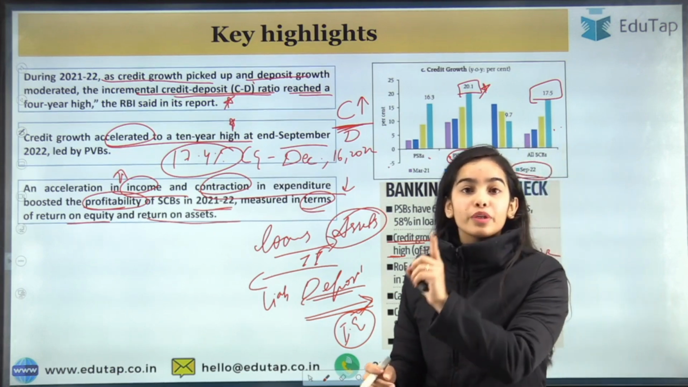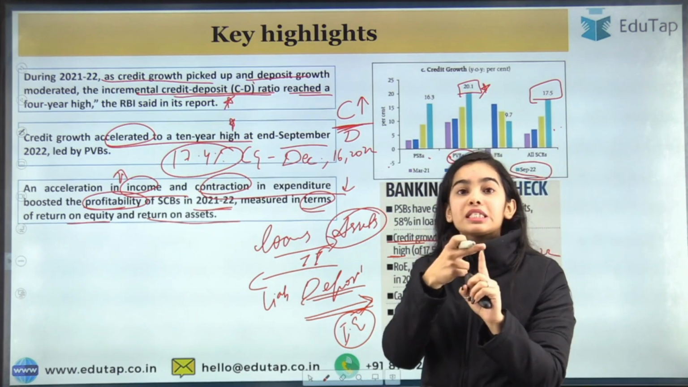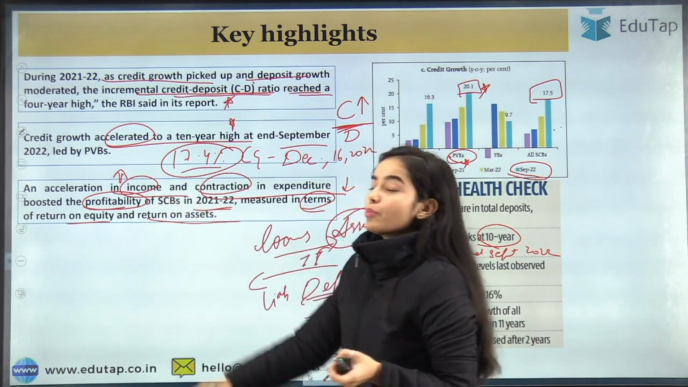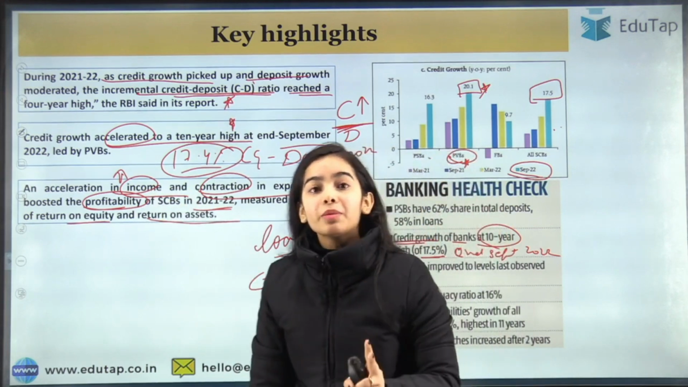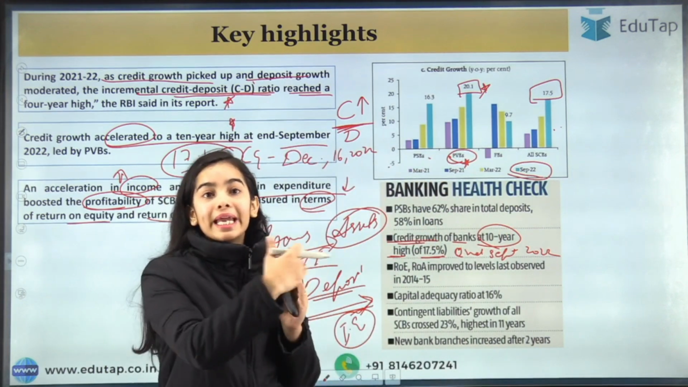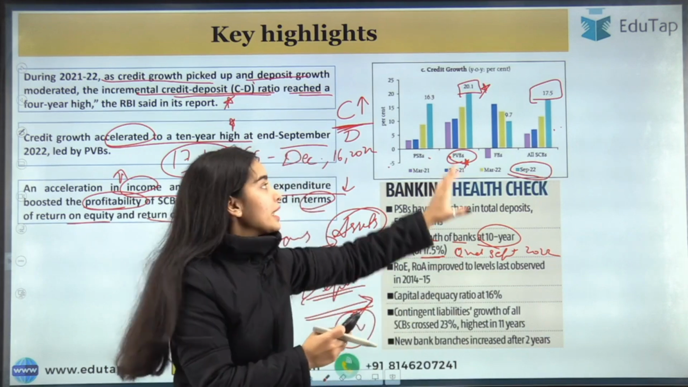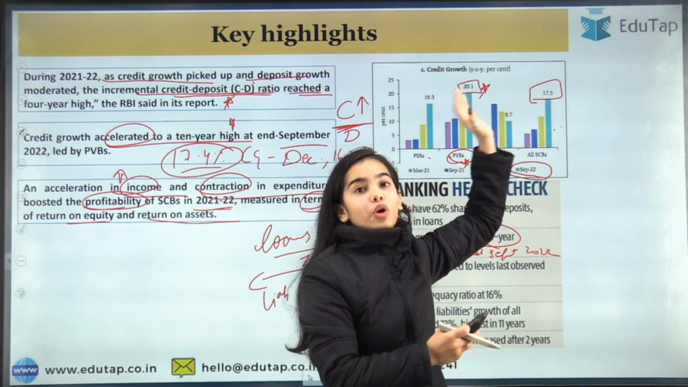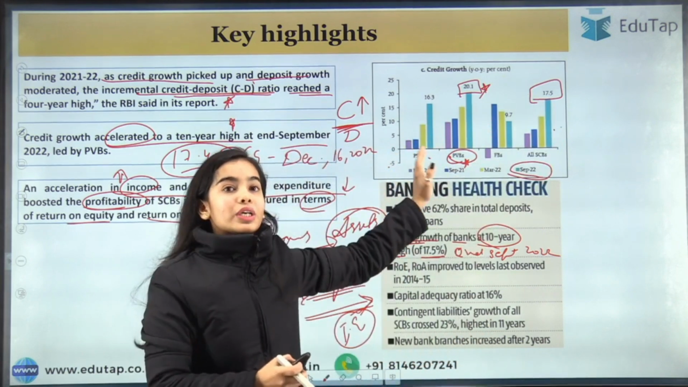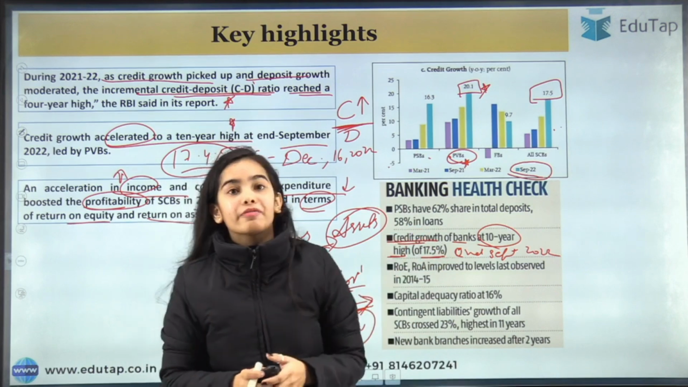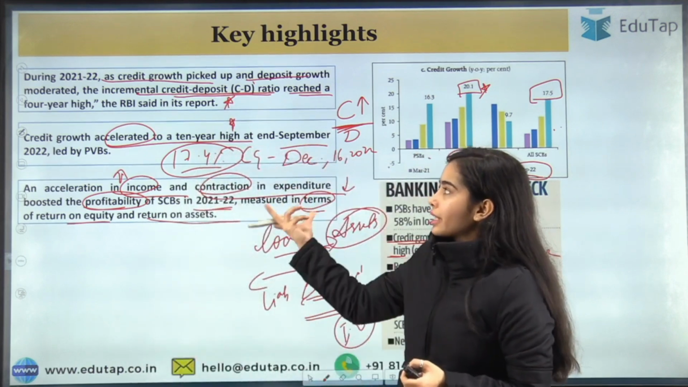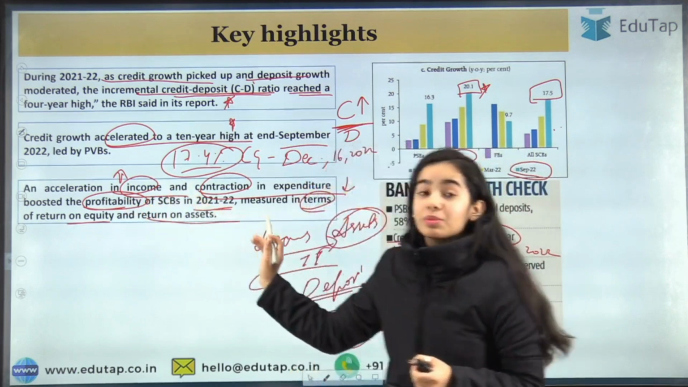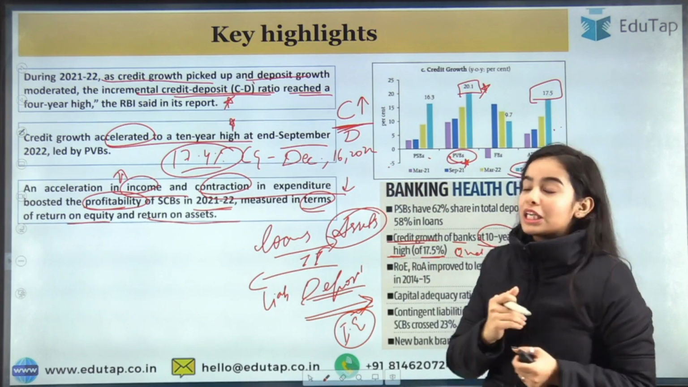As on December 16, 2022, there was a decadal high, last seen in 2011: the credit growth was 17.4%. But from the monthly perspective, in the month of September 2022, we have seen 17.5% credit growth. That is also a 10-year high. Now coming to the credit to deposit ratio, it is a 4-year high, and acceleration in income and contraction in expenditure have been seen.